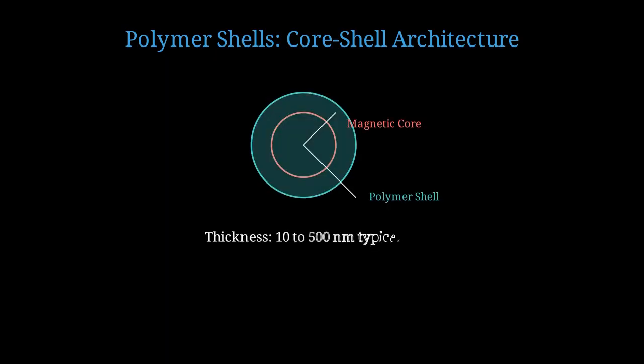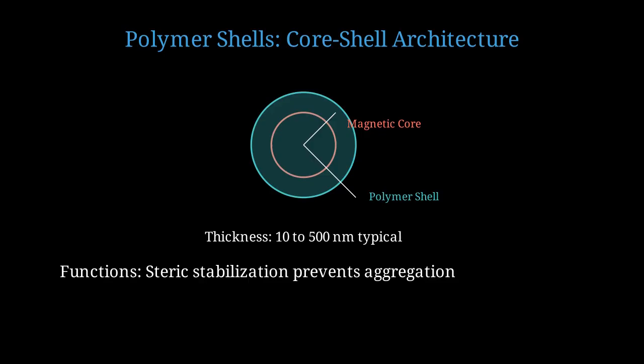The core shell structure consists of a magnetic core surrounded by a polymer shell. Typical shell thickness ranges from 10 to 500 nanometers, depending on application requirements. First, the polymer shell provides steric stabilization. The extended polymer chains create a repulsive barrier that prevents uncontrolled aggregation.